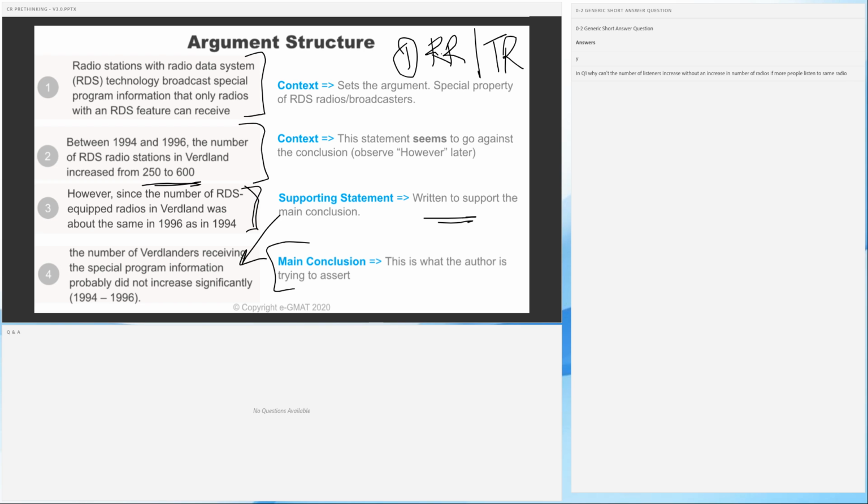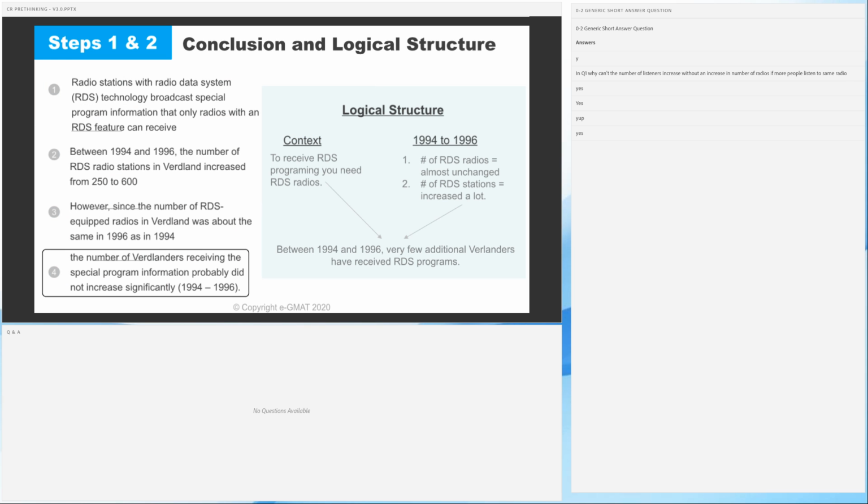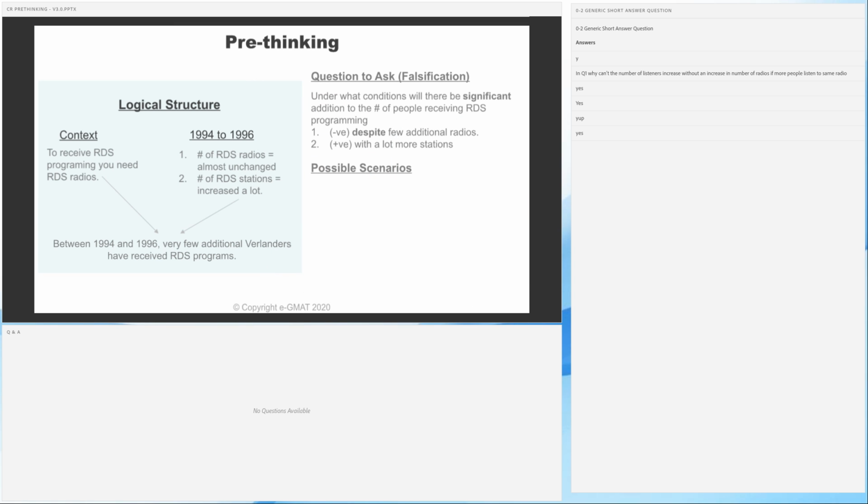All right. Is the argument clear to everyone? This is the argument. You need a mated set to receive special program information. Between 94 to 96, the number of transmitting towers more than doubled. Receiving radios remained more or less the same. And the author is saying, hey, the number of people receiving that special program information probably did not go up a whole lot. Okay. This is the logical structure here. To receive RDS programming, you need RDS transmitter and receiving radios. These are the two things that happened. This is the conclusion. We talked about all of this.